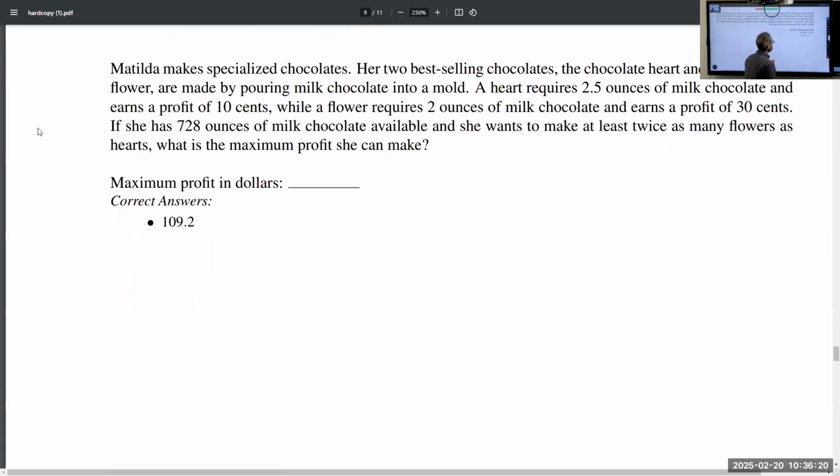All right, now we're gonna make some chocolates and see how this might work. Again, I can see it's asking for the maximum profit, so it looks like I'm maximizing something.